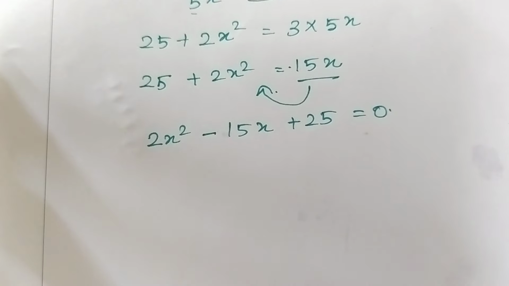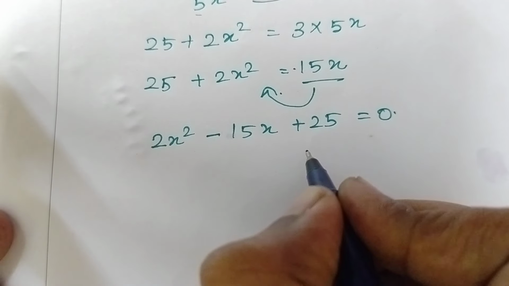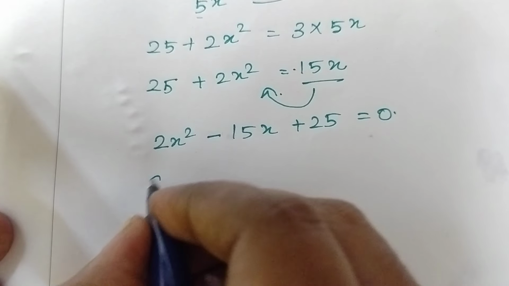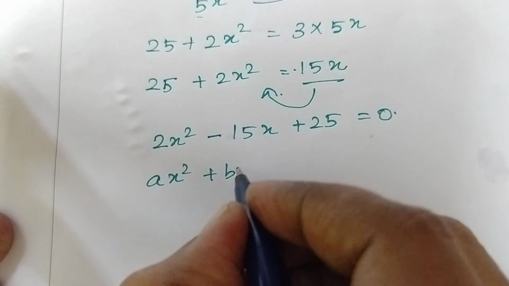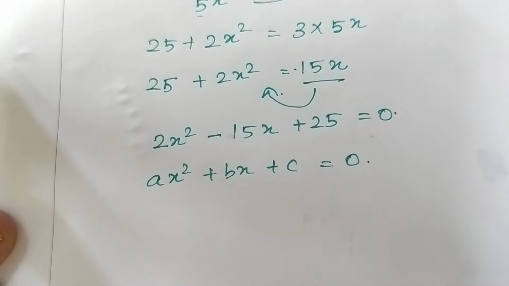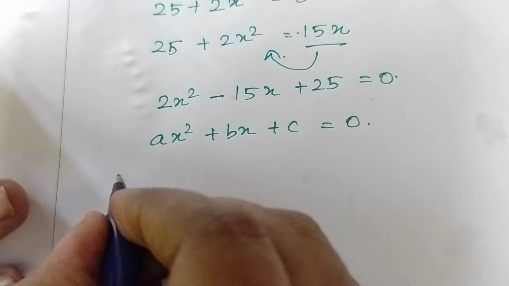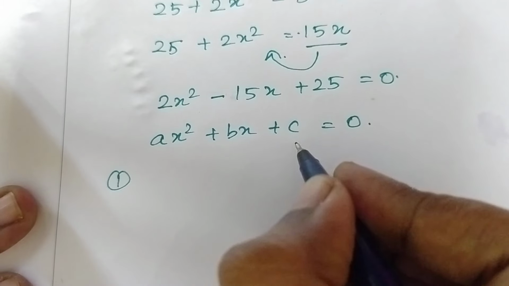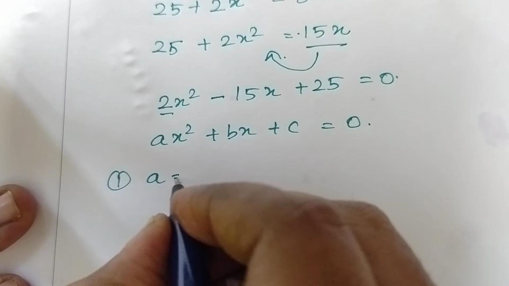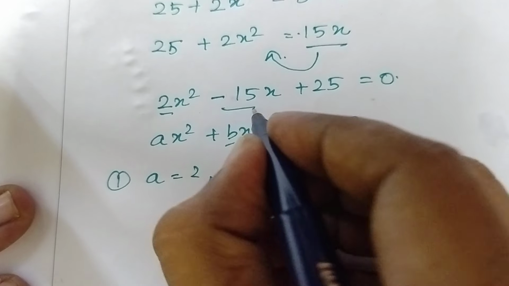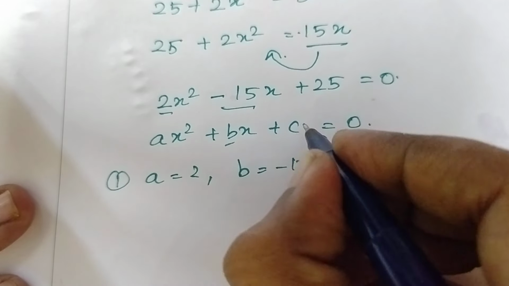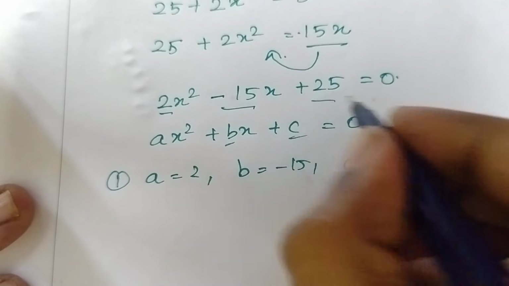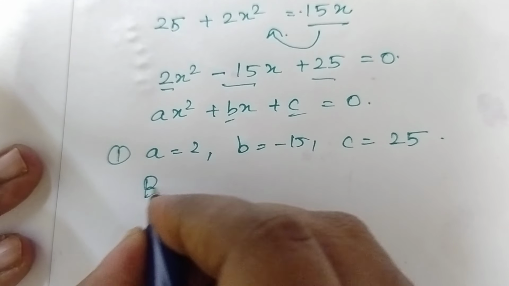So if you see here, this is in the format of a quadratic equation. Normally a quadratic equation is in the form of ax square plus bx plus c is equal to 0. So let's compare and write the values of a, b and c. Therefore a is nothing but 2, b is nothing but minus 15, and c is nothing but 25. Okay. So if an equation is in the form of a quadratic equation, we can factorize it. So I am going to solve this equation by the factorization method.